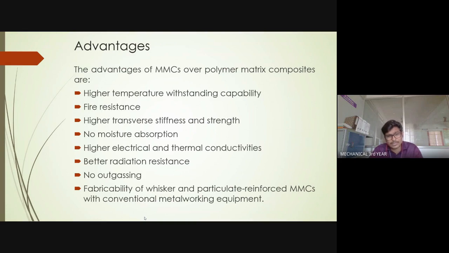No outgassing. It does not emit any gas. And fabricability is nothing but it provides flexibility in fabrication methods, and fabricability of viscous and particularly reinforced MMCs with conventional metalworking equipment. So in this particular point, we can see what the major advantages are. We can use conventional metalworking equipment for fabricating your metal matrix composites.